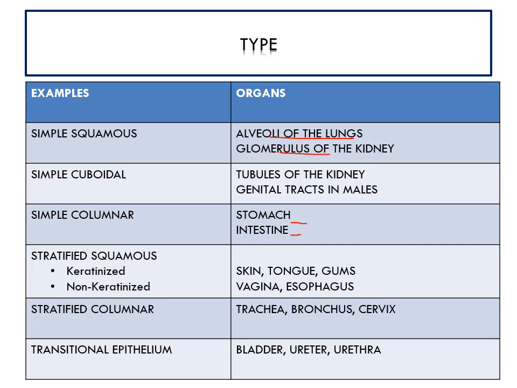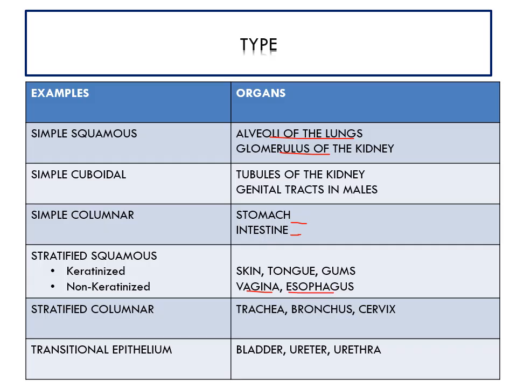Then stratified squamous epithelium. Examples of sites where we have stratified squamous epithelium could be the skin, the tongue, the gums, the vagina, and the esophagus. And usually we tend to sub-distinguish stratified squamous epithelium into the keratinized version, which are the ones that have keratin. Keratin is just a protein substance produced by the epithelium to make it a bit tougher. So areas that tend to have a lot of mechanical wear and tear, like the skin, the tongue, the gums, tend to have keratinized stratified squamous epithelium. Whereas areas that tend to have very little mechanical wear and tear would have non-keratinized stratified squamous epithelium, like the vagina and the esophagus.